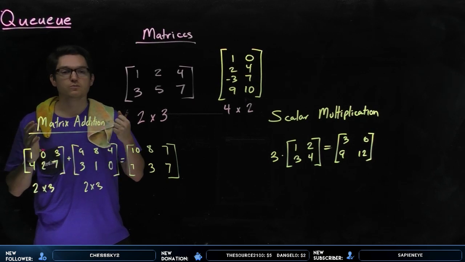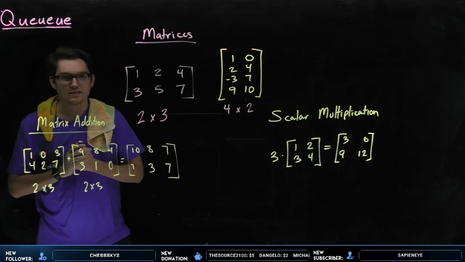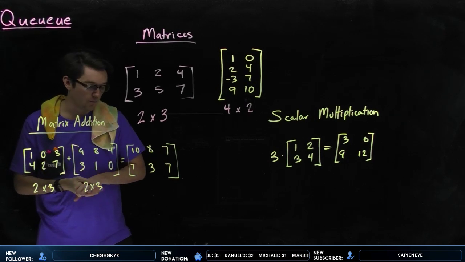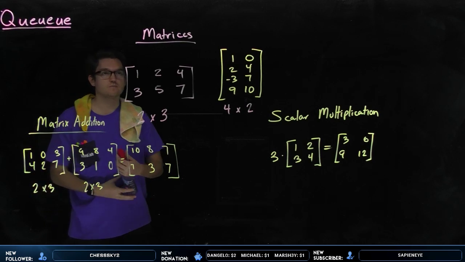But matrix multiplication, that's a toughie. That's a toughie, and it comes up every now and then in the ACT, so you've got to be ready for it. So we're going to talk about it.